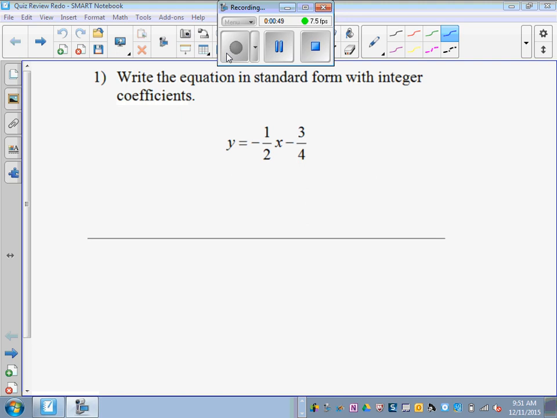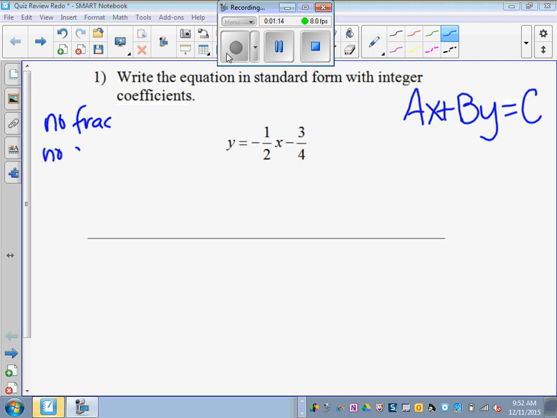Our first problem says write the equation in standard form, and they gave us fractions. So what is standard form? Who remembers what standard form is? Good. Ax plus By equals C. And what are our rules for standard form? No fractions. No decimals. So we should have only integers. There's one more thing. Yes, our A has to be positive. The number in front of x must be positive. These are the rules we must abide by for every single one of these problems.